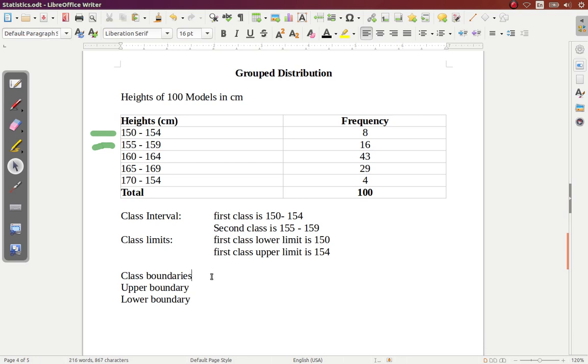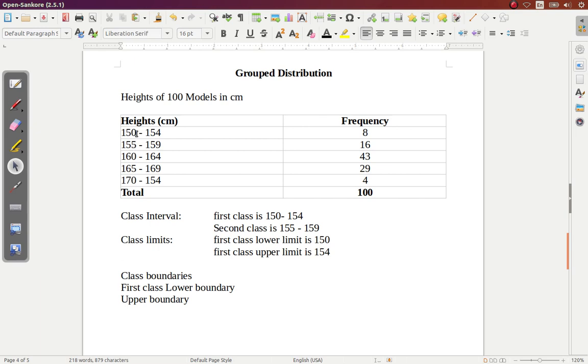Now, let's talk about the class boundaries. Alright? We want to know what is the boundary, the upper boundary, as well as the lower boundary for the first class. Since we're dealing with the lower one first, let's put it before the upper boundary. Now, for the first class, what is the lower boundary? Let me erase this first.